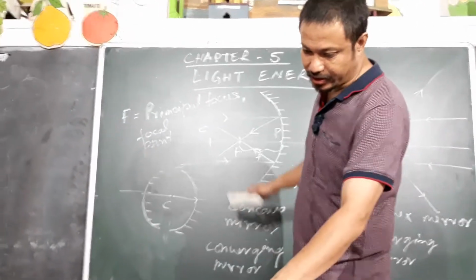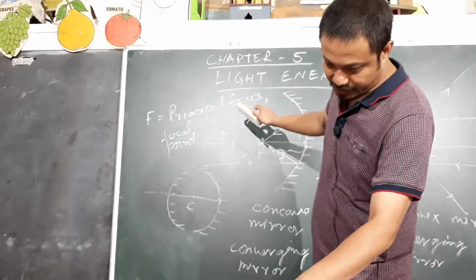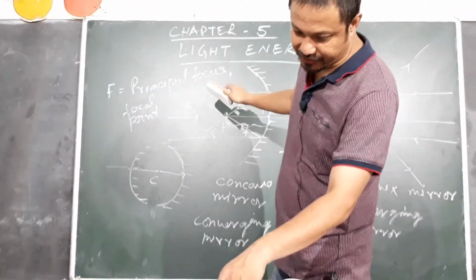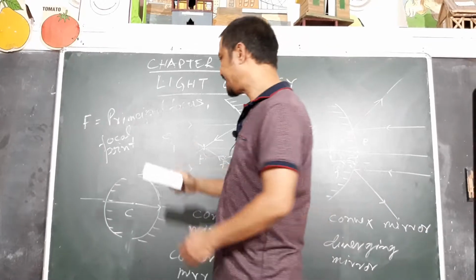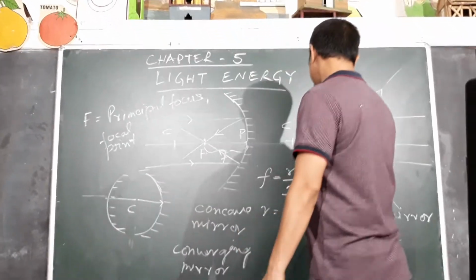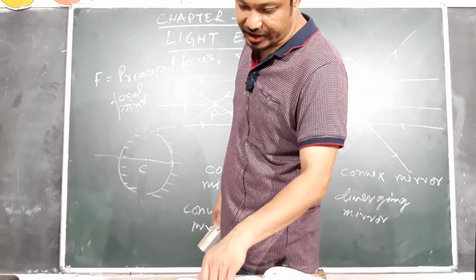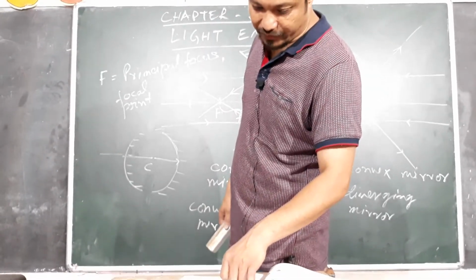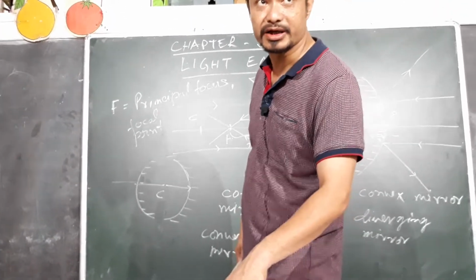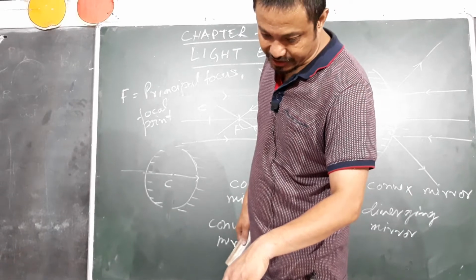Oh, sorry. I was talking about the center of curvature. The C that I was talking about is the center of curvature here, and here. The radius of curvature is the radius of the hollow sphere of which the spherical mirror is part. It is denoted by R.